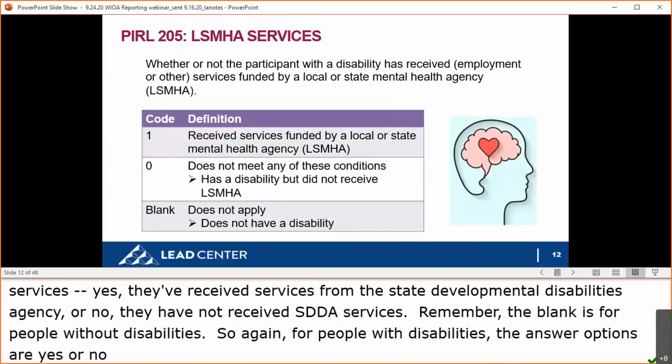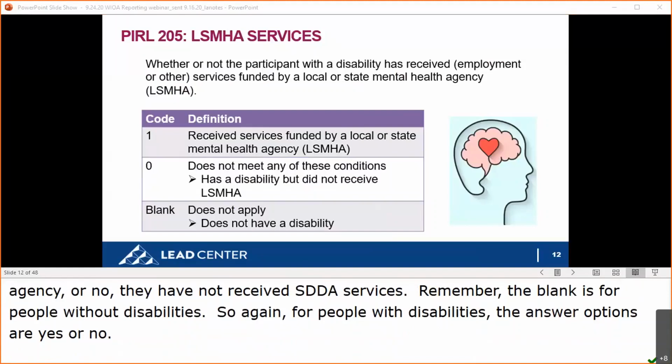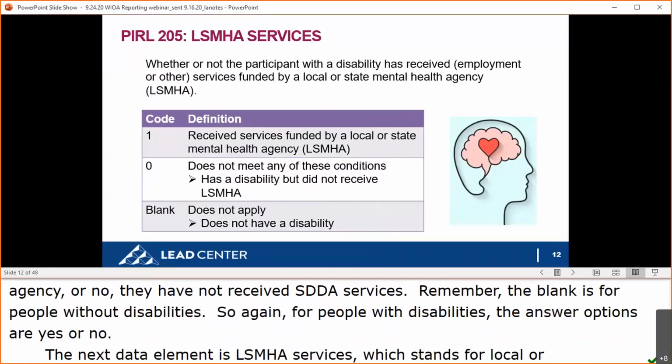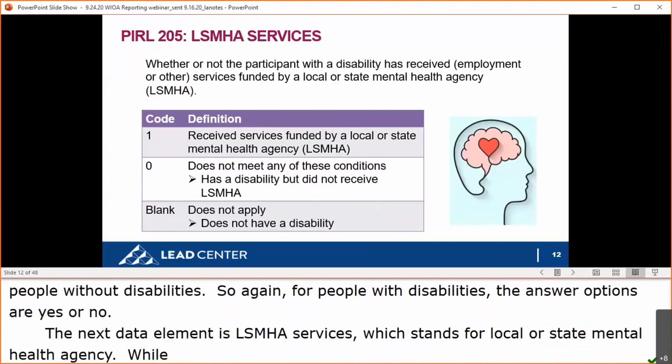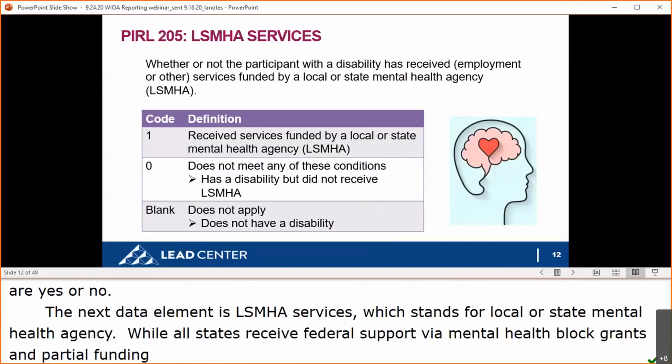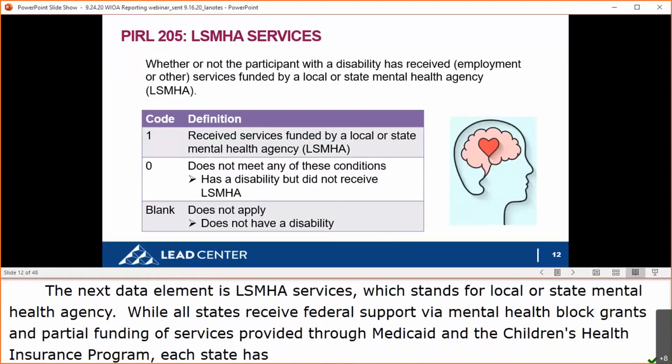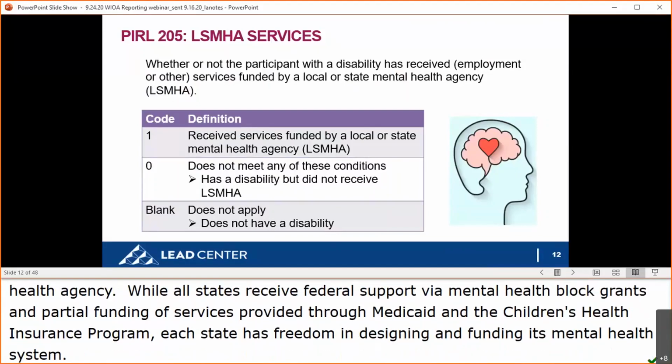The next data element is LSMHA services, which stands for Local or State Mental Health Agency. While all states receive federal support via mental health block grants and partial funding of services provided through Medicaid and the Children's Health Insurance Program, each state has freedom in designing and funding its mental health system. And there are employment and employment-related support services under these systems.